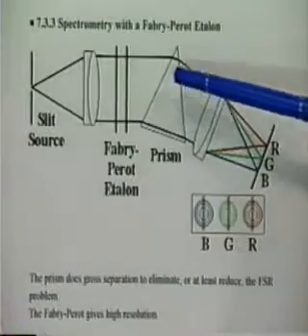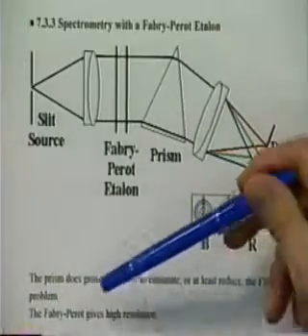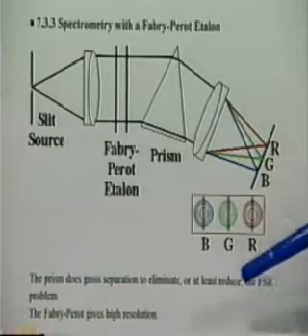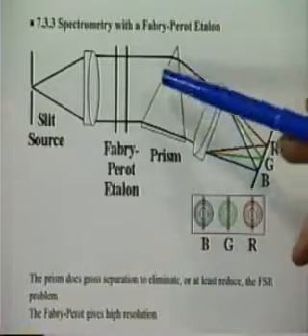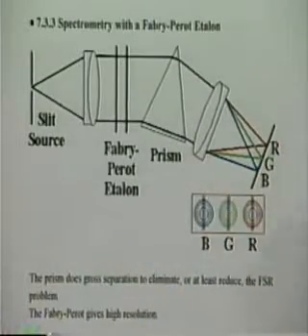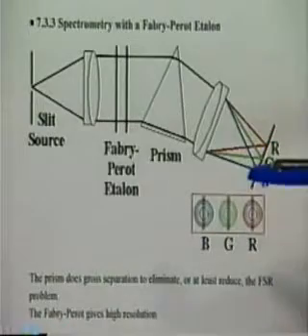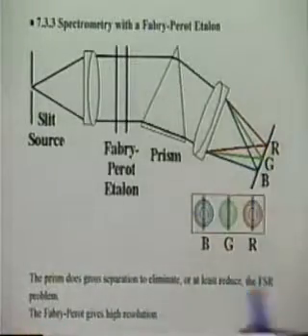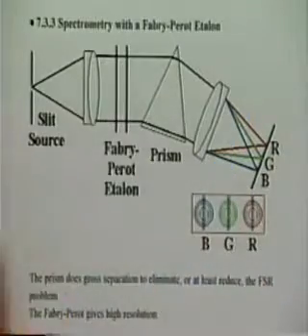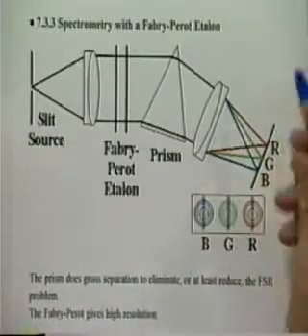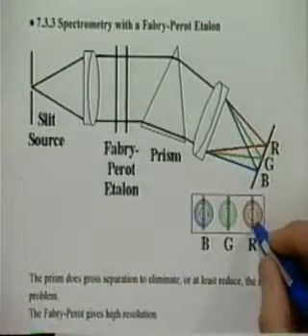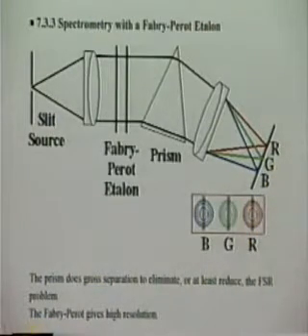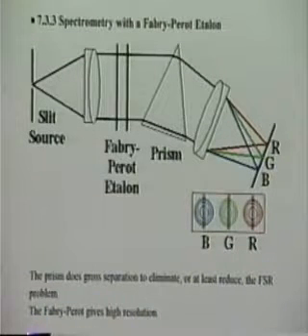The prism here does a gross separation to eliminate, or at least reduce, the problem we had with the free spectral range. The prism doesn't give us a super high resolution, but the Fabry-Perot will give us a high resolution. So this is kind of a neat trick. And you see this many times in optics: whatever you're trying to do, you combine two things. One will do the coarse measurement, and something else will do the fine measurement, and you put them together, and you get a large dynamic range. In this case, we can have a wide spread of wavelengths, and we still can have high spectral resolution. Any questions? Ready to go on?